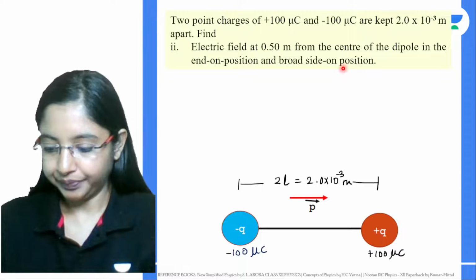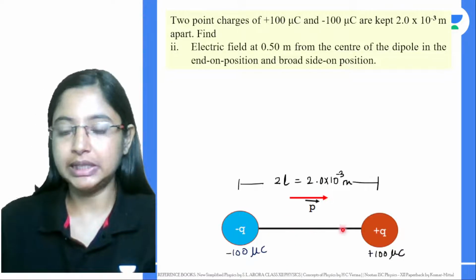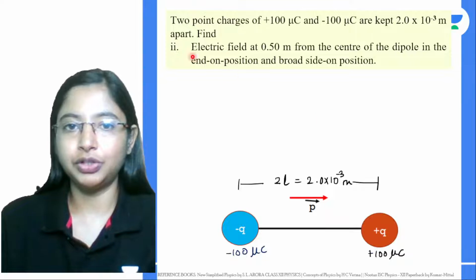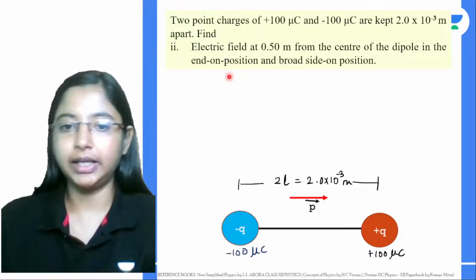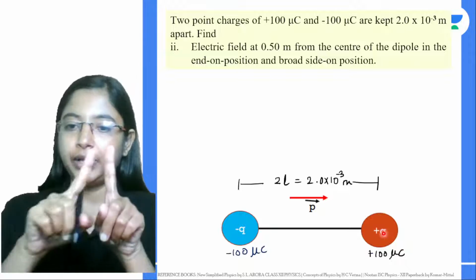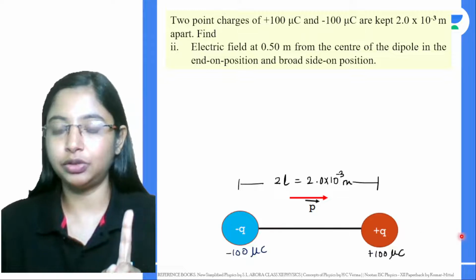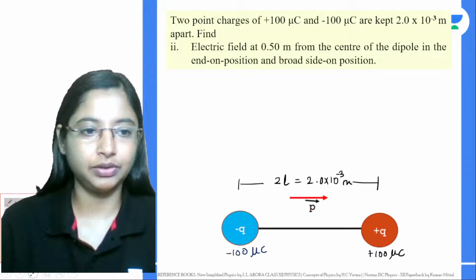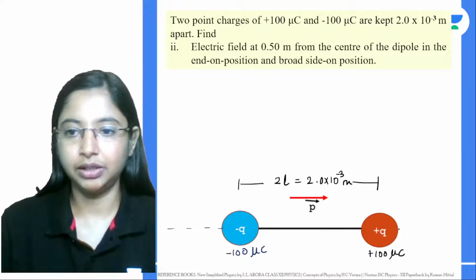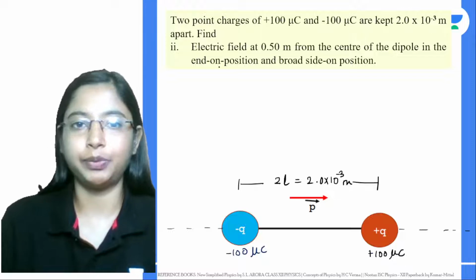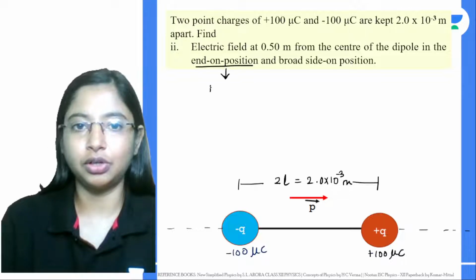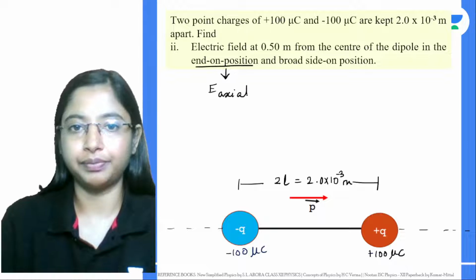End-on position is the position in the axial direction. If you draw a line between the two charges and extend it, the line that passes through the two charges of the dipole, that is your end-on position. So the end-on position is also called the axial position.